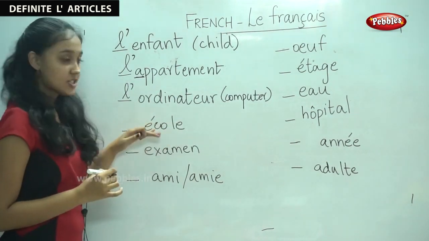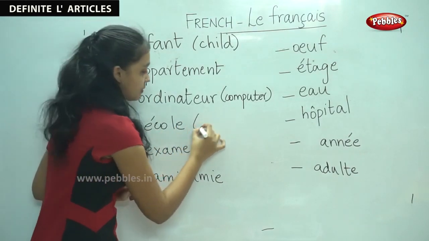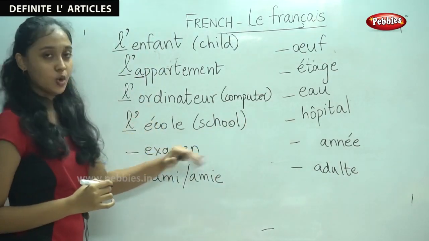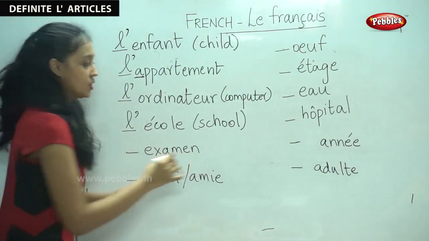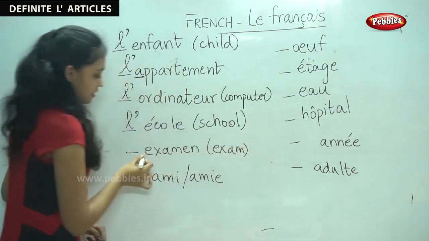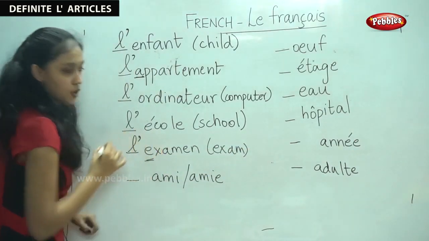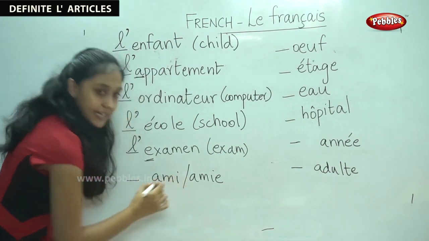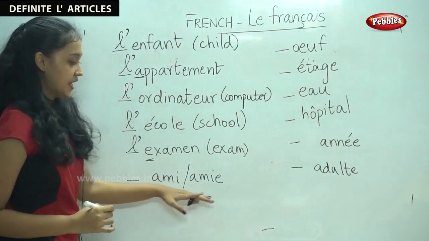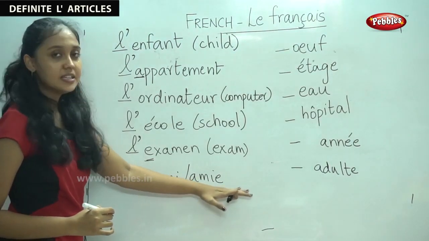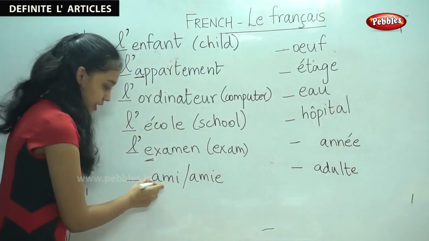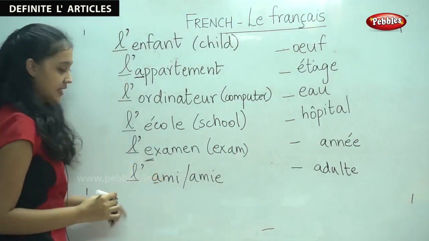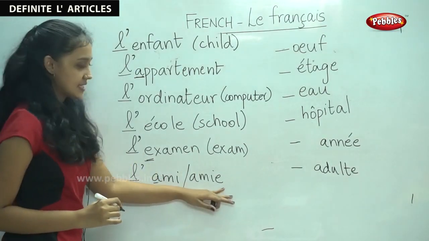The next word, as we already saw, is école. École means, do you remember? Yes, it is school. L apostrophe. We read it as l'école. The next word is examen, which means exam. This also begins with a vowel, therefore l apostrophe. The next word, ami, means friend. If it is A-M-I, it is in the masculine singular form. If it is A-M-I-E, it is in the feminine singular form. However, since it begins with a vowel, no matter whether it is A-M-I or A-M-I-E, it is preceded by l apostrophe. It is either l'ami or l'amie. The pronunciation is the same.